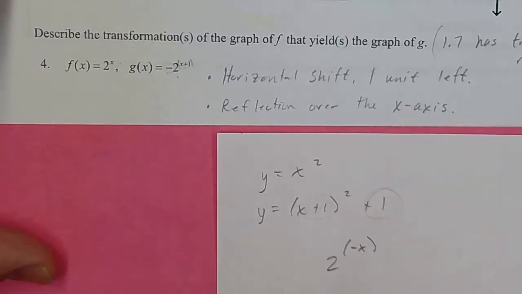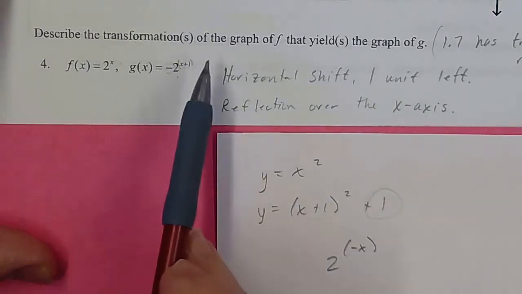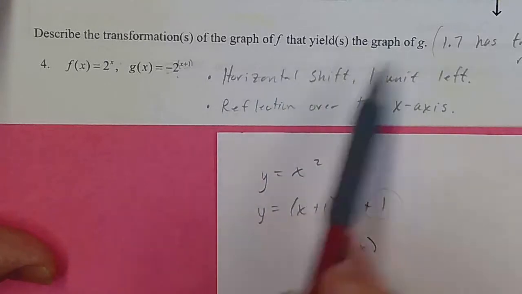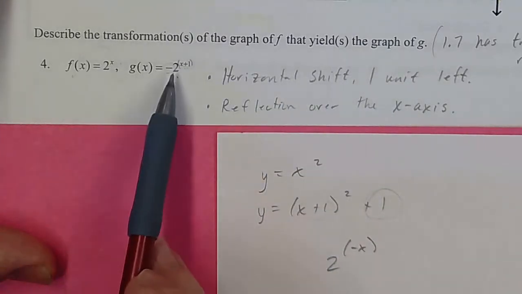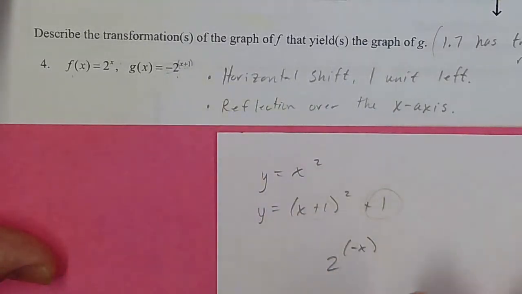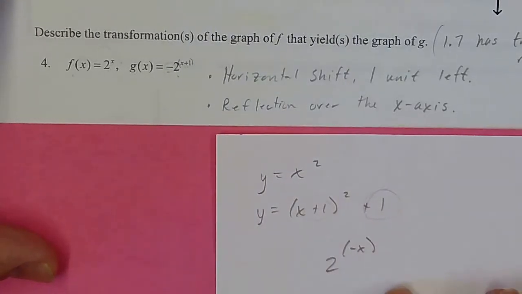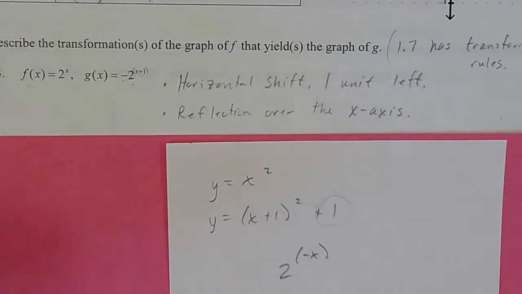All right, and that's all they're really asking for, right? Describe the transformations of the graph of f that yields the graph of g. So what happened from there to there? Okay. All right, so you think through 5 and 6, and then we'll give you some feedback on that.